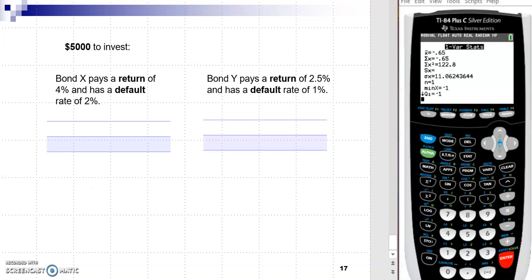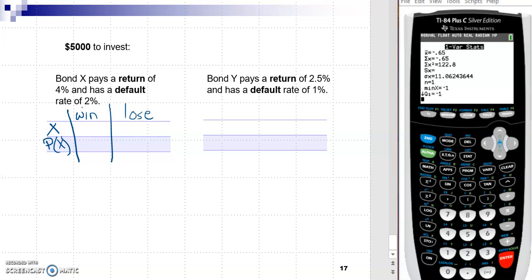This person has $5,000 to invest, and in bond X, he can either make money, get a return of 4% on his investment, or he could lose everything. That's what I mean by default rate. And the default rate on that particular bond is 2%. So if we set this up as a probability distribution with X and probability of X, he's either going to make money, I'm going to still say this is like win, or he's not. He's going to lose everything.